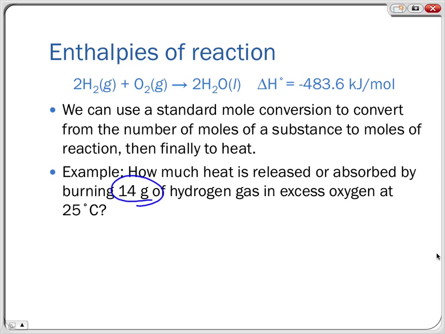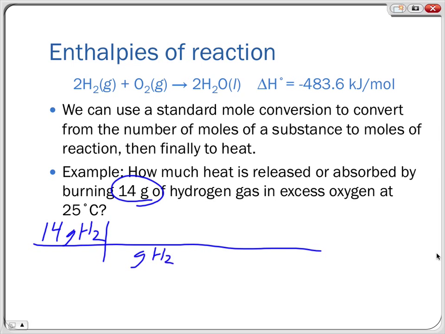And so we're going to convert from grams of hydrogen gas to moles of hydrogen gas, then moles of hydrogen to moles of reaction, and then moles of reaction into our amount of energy by using our delta H naught. So we'll start off here just with 14 grams of H2. And so we're going to set this up here. So we're going to cancel grams of H2. We're going to go to moles of H2. And so in 1 mole of H2, you look on the periodic table, the molar mass of hydrogen H2 is 2.02. And so that's going to cancel grams H2. Now we have moles H2.